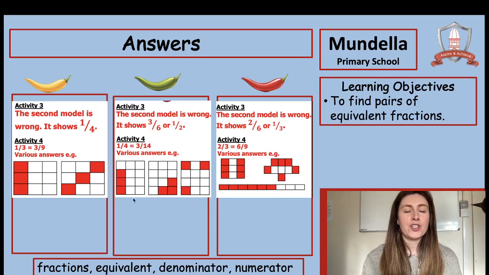Remember, the pattern of the shaded in squares doesn't really matter as long as the number is correct.